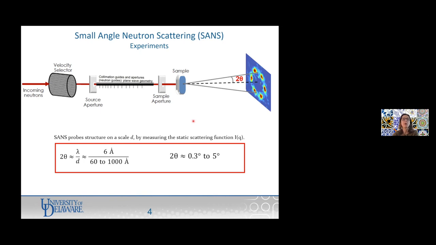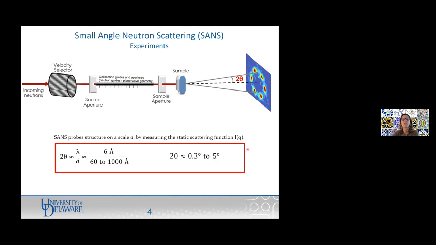Now, it's called small angle scattering because we are measuring very small angles. If you look at the correspondence between the scattering angle and the wavelength that you use, and this d, which is the real space distance or feature in your sample, if you think about the typical ranges that we're measuring, the angles that we're looking at are typically from 0.3 to about 5 degrees. So they are very small angles, what we're trying to do.